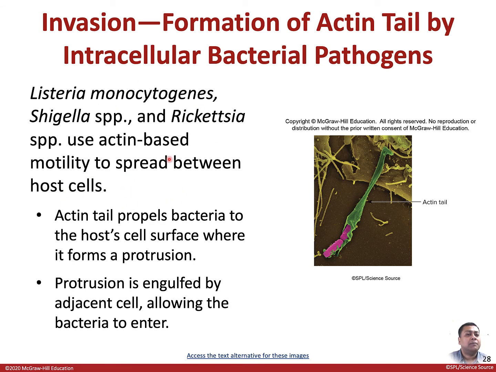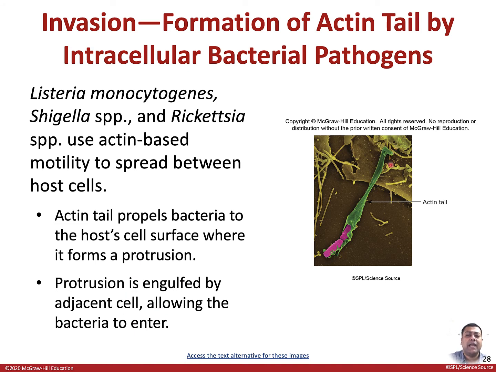I will post a supplementary video underneath the lecture video, and you can actually see how Listeria monocytogenes produces an actin tail behind the bacteria, which propels the bacteria forward, basically. And this not only propels the bacteria inside the cell, it also protrudes the bacteria out of the cell so that the bacteria can be engulfed by the cell next to it by the process of phagocytosis. So this protrusion is engulfed by the adjacent cells, allowing the bacteria to enter from one cell to the other.